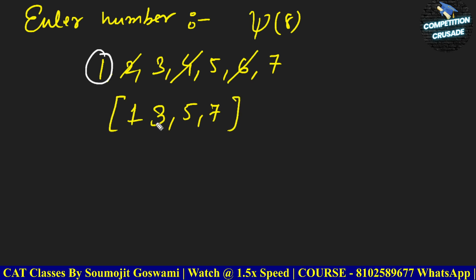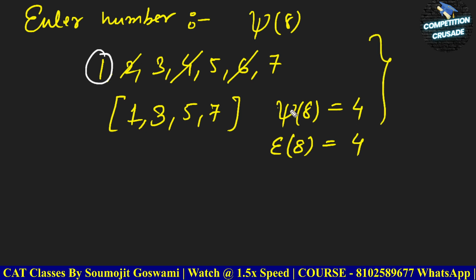So if somebody asks you what are the Euler numbers of 8, these are the Euler numbers of 8: 1, 3, 5, 7. And if somebody asks you what is the Euler number of 8, how many numbers are there, so the Euler number of 8 is 4. Typically you can write it like this also, E of 8 is equal to 4. Okay, this is the idea.